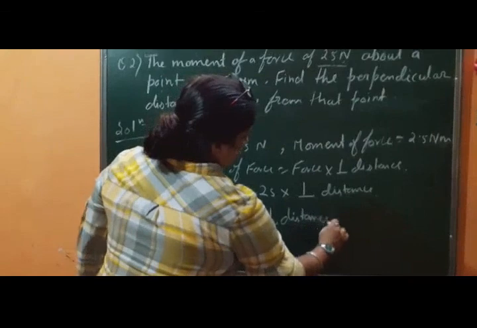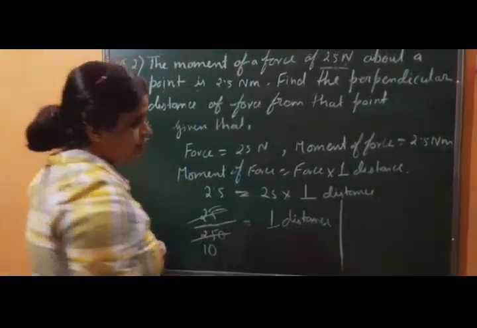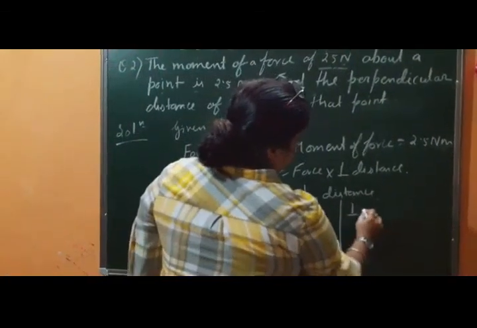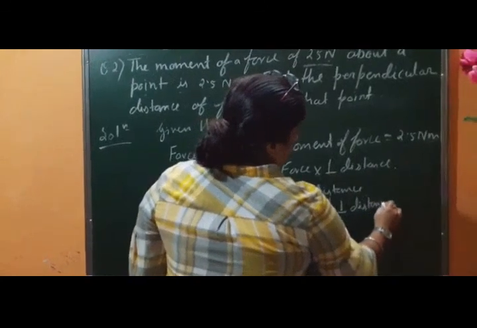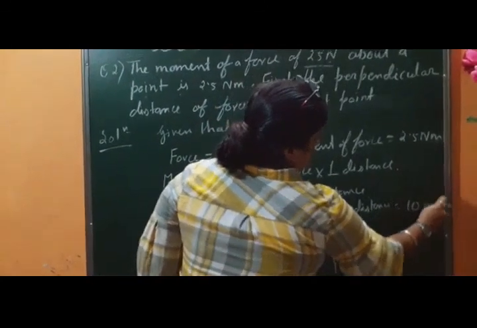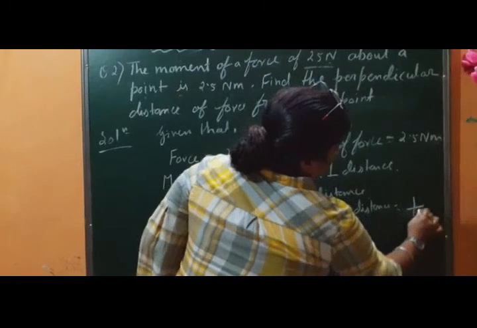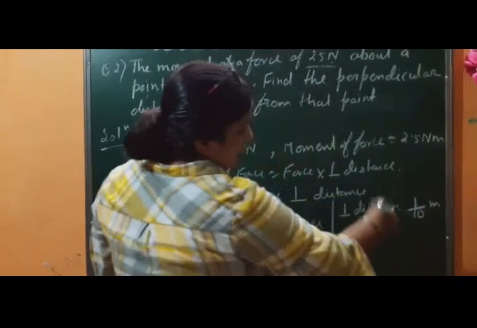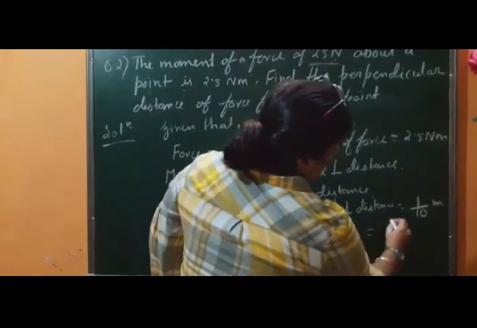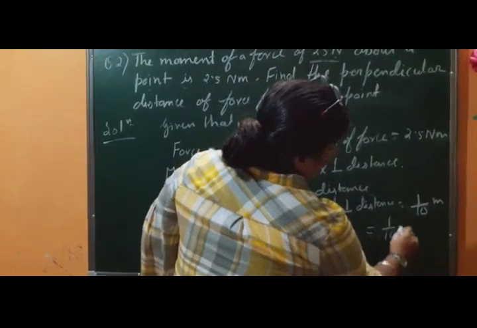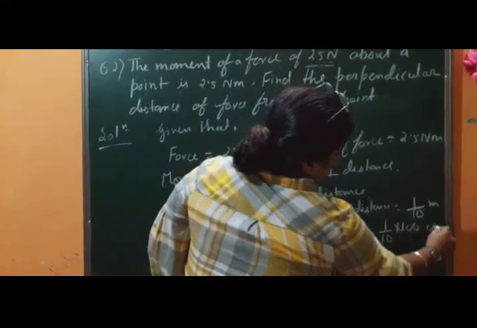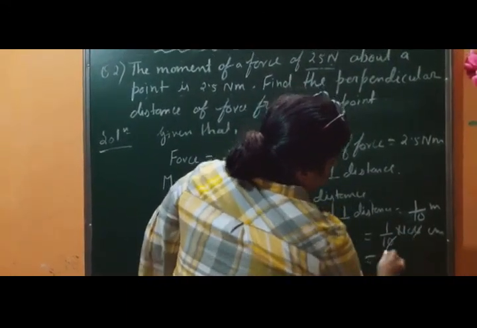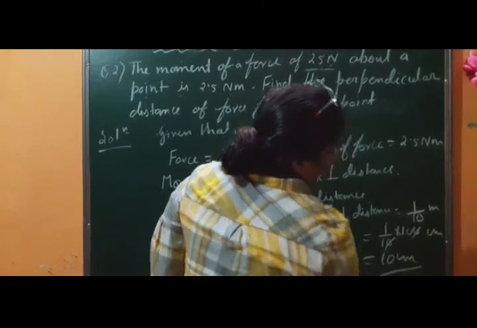Now, after this, what do we do? The perpendicular distance is 1 by 10 meter. We may convert it into centimeter. For that, what do we do? 1 by 10 into 100. Now it will become centimeter. So that is 10 centimeter, and this is your answer.